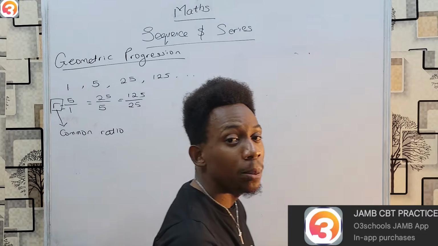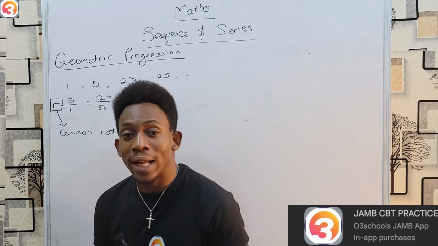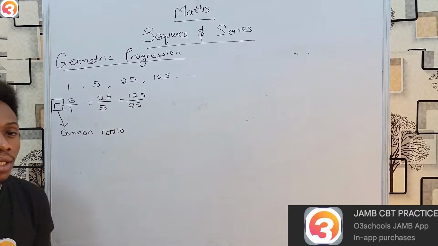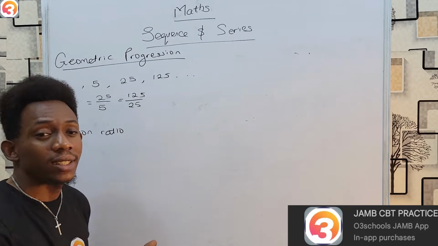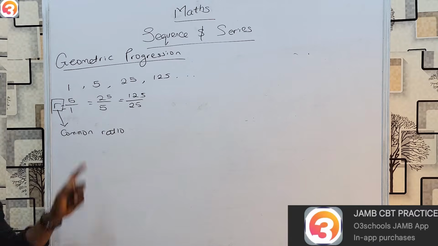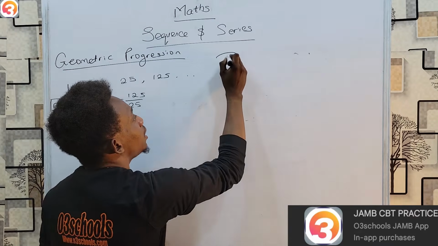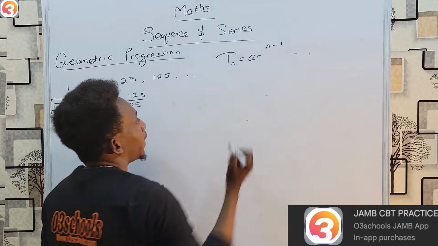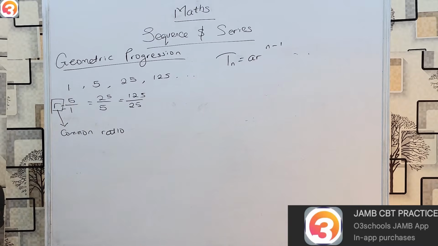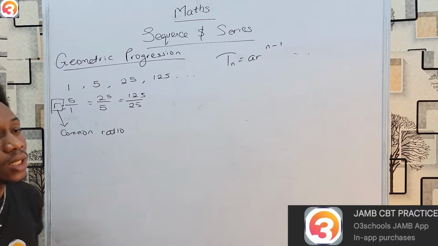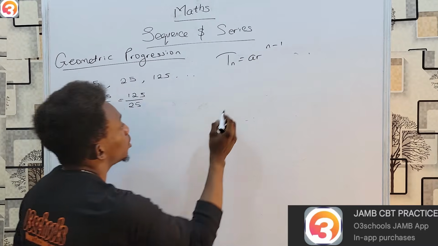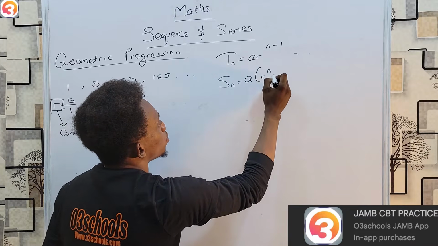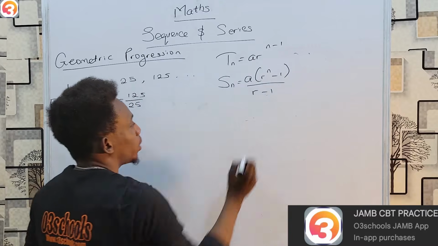So that's the basic difference between AP and GP. In AP, we are constantly adding a fixed value, while in GP, we're constantly multiplying by a fixed value. Remember we said the first term, number of terms, and nth term still apply for GP. And as such, Tn in a GP, the nth term, equals a r raised to power n minus 1. That's how we find any particular term in a GP. What about finding the sum of terms in this GP? Well, Sn equals a (r raised to power n minus 1) over (r minus 1).